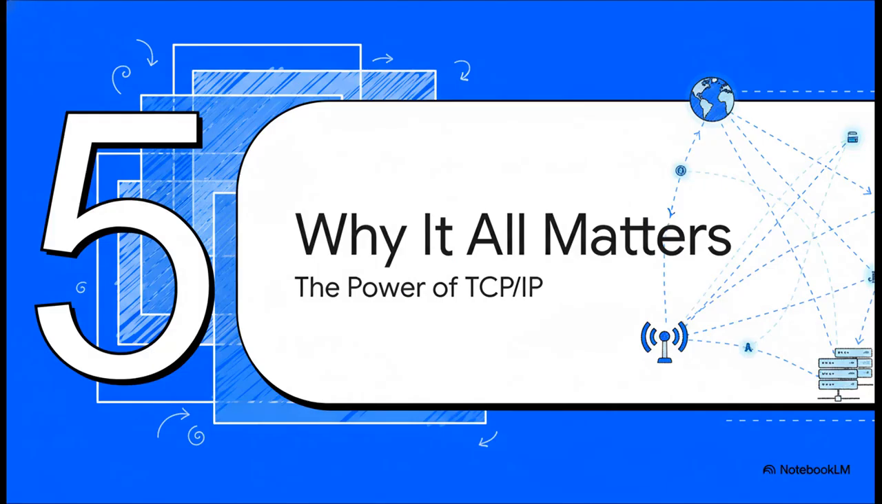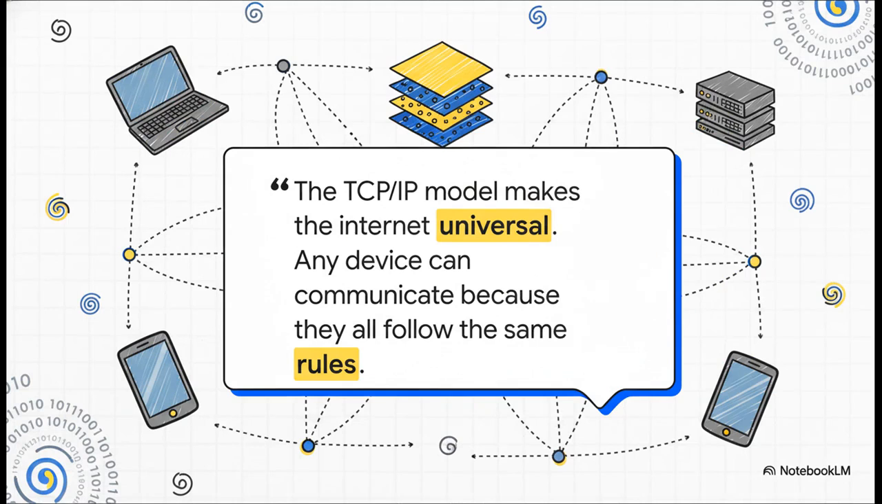So you might be thinking, why go through all this trouble with layers and headers? Why not just send the data? Well, this layered system is precisely what makes the global, interconnected world that we all live in even possible. And this is the core idea right here. Because every device in the world, and I don't care who made it or what software it's running, agrees to follow these same four-layer rules, they can all communicate with each other seamlessly. TCP/IP is the Internet's universal language.